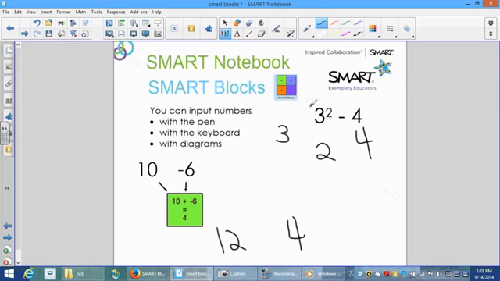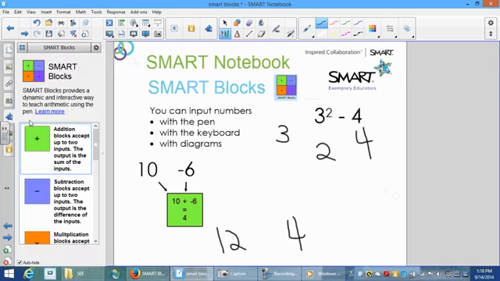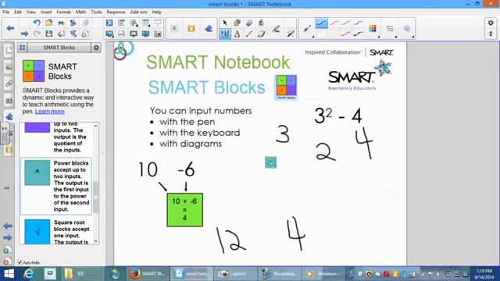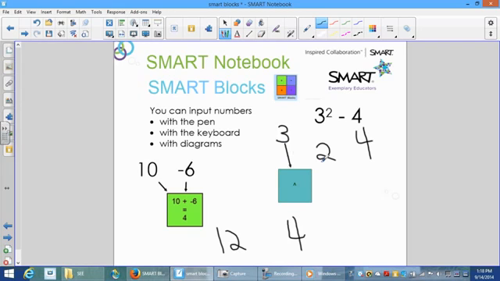Over here I have the question 3 squared minus 4. So there are two different operations going on. So the first one is the power. So I'm going to pull over my power block, draw a line from the 3. You notice those are handwritten. So 3 squared, whoops, sometimes it's a little fussy. There we go, is 9.